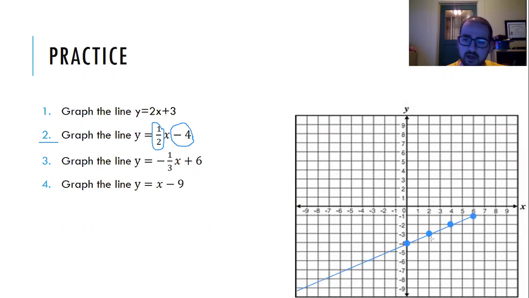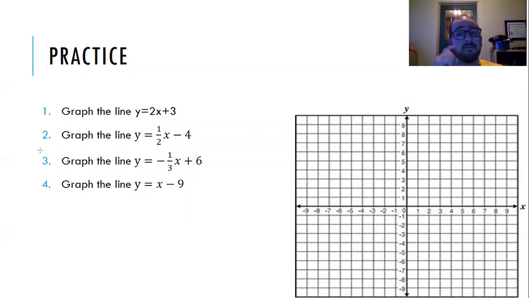Now, normally your line is going to be expected to go through the entire graph like this. That's my expectation on any assessment, and really any math teacher that you'll ever have, that's their expectation too, is when you graph a linear function, it'll go through the entire graph, not just the dots that you make. Okay, next.